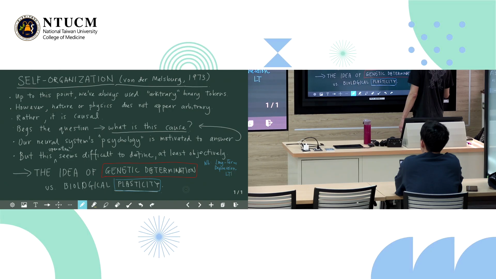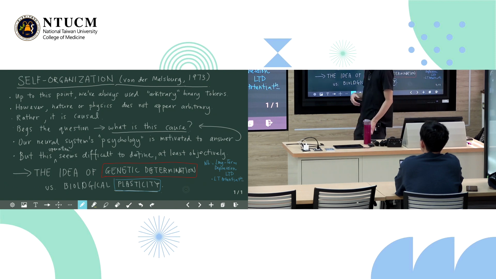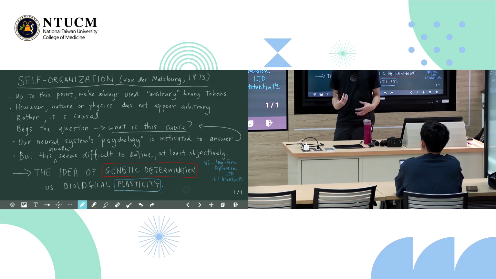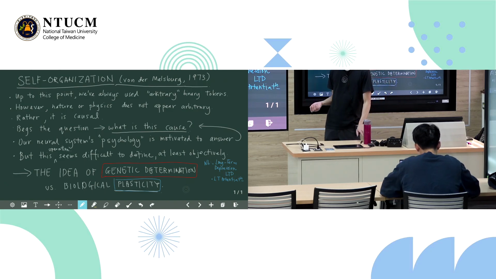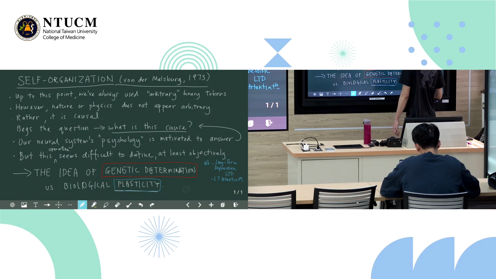okay, or LTD, a very common notion, and also long-term potentiation, LTP, right? Another common notion. And people tend to refer to these as examples of neuroplasticity. Yes, in the sense that the neurons' connection is activity dependent.